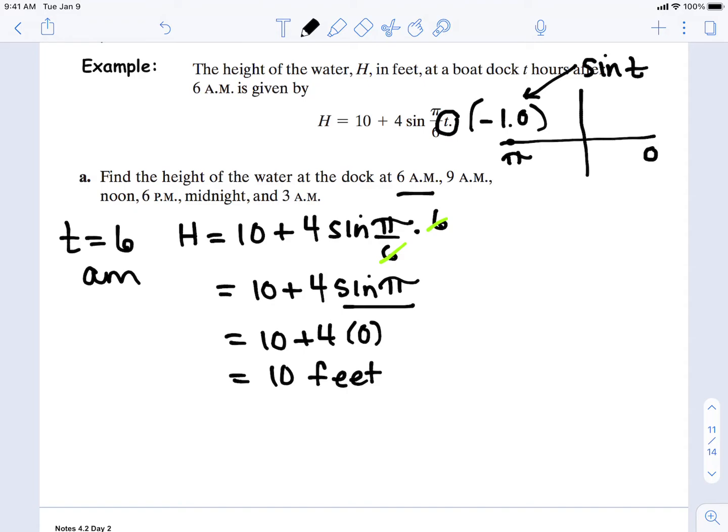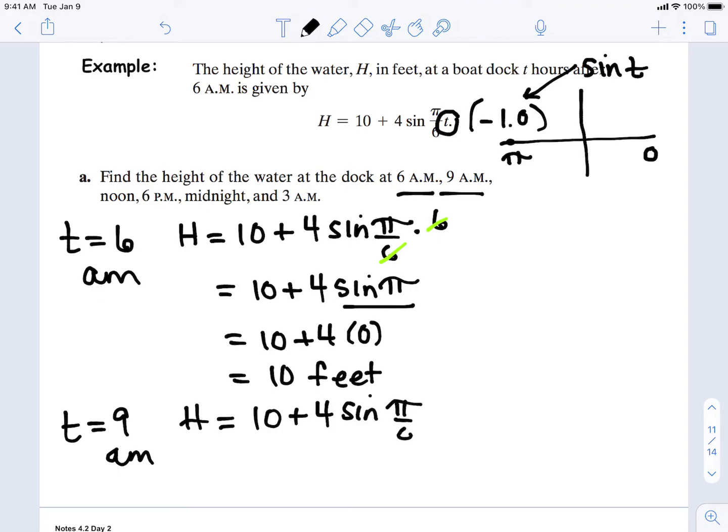Let's do one more, and then I'll give you the rest of the answers. So let's do 9 a.m. So at time of 9 a.m., we would substitute 9 into that equation for t. And we're going to reduce that 6 and 9 by a common factor of 3. So that's going to be 3 halves. So where is 3 halves on the unit circle? That's down here. It has the ordered pair over 0, down 1.